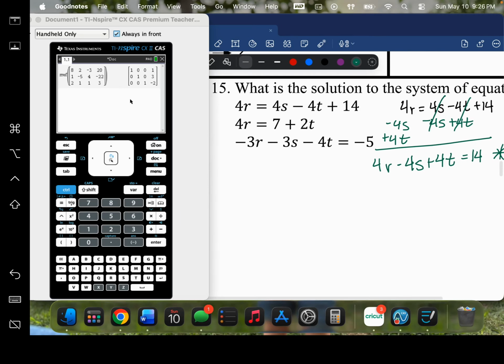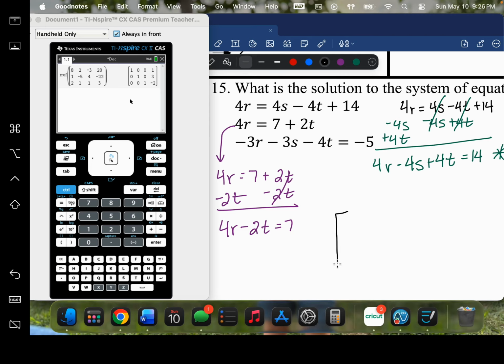Now, same kind of idea for the second one. We have 4r is equal to 7 plus 2t. So we're going to subtract 2t from both sides. That will get all of our variables on one side. So now we can make our matrix.